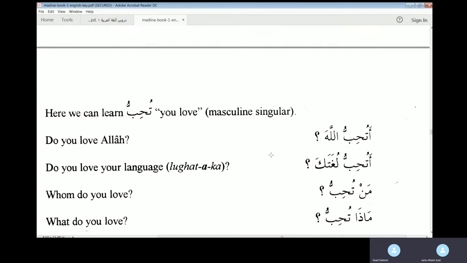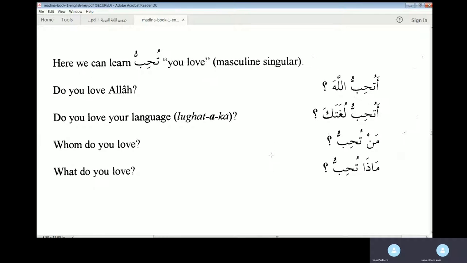Okay. Here we can learn Tuhibbu, you love. Masculine, singular. This is used for male only, second person male. Is it present tense? Yes, present tense. Do you love Allah? Tuhibbullah? Do you love your language? Lughataka. Whom do you love? Man tuhibbu? What do you love? Maza tuhibbu? Lughataka.